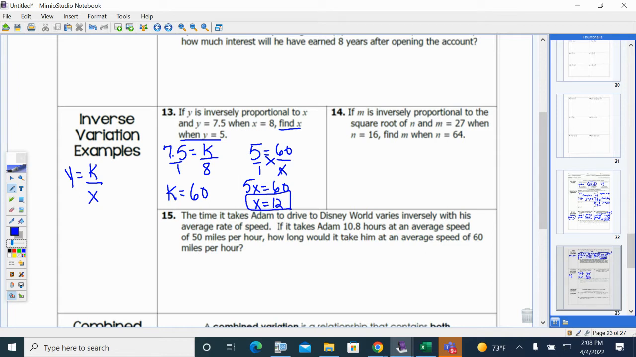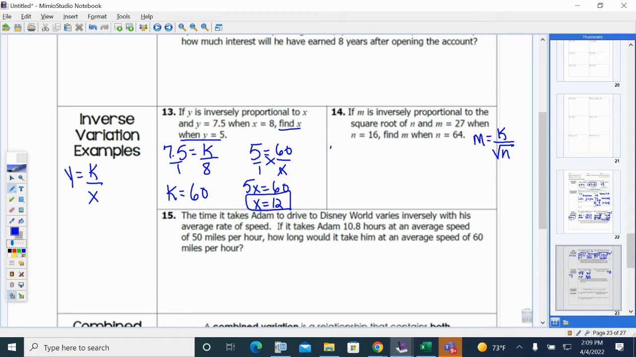And number 14, if M is inversely proportional to the square root of N, and M equals 27 when N equals 16, find M when N equals 64. So again, we're going to have to write this in relationship to what it's given. M is inversely proportional to the square root of N. So there's your equation that you're then going to use to answer this question.